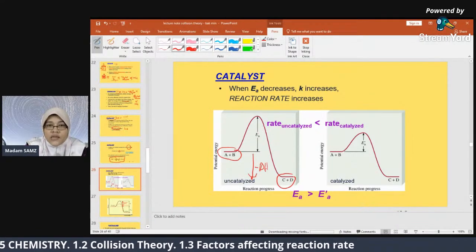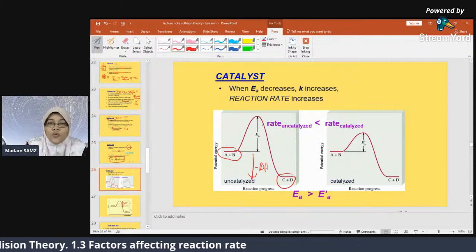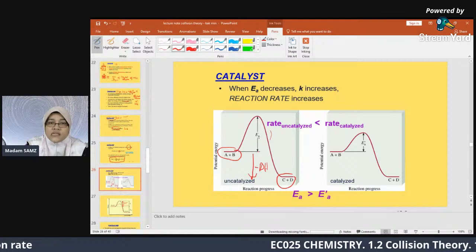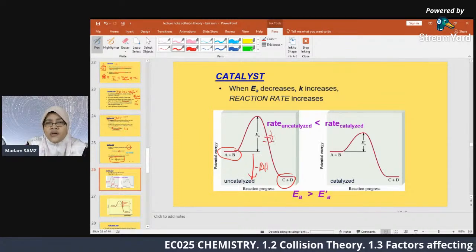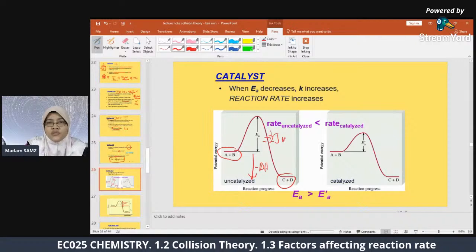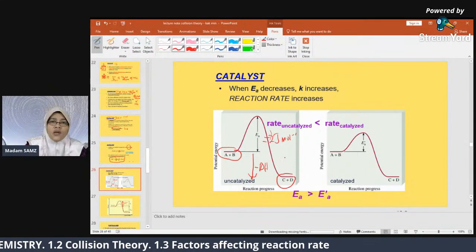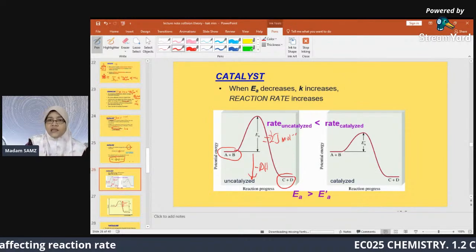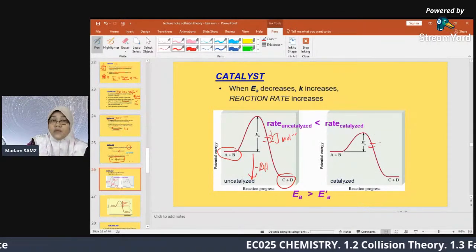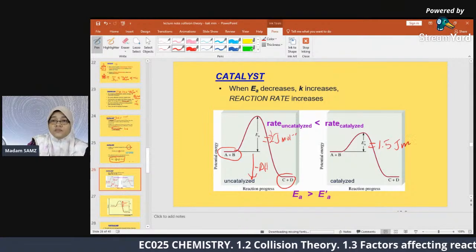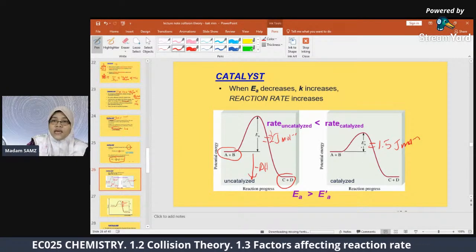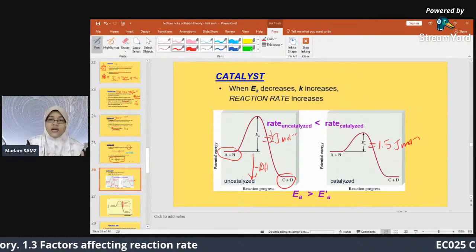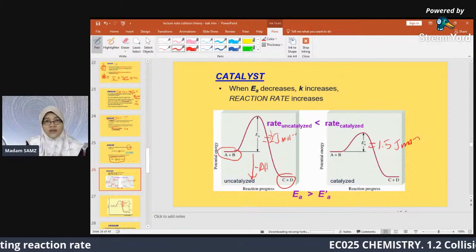So here, the first reaction is without using catalyst, EA. Maybe I put a value here, 2 joule. So here when you use a catalyst, same reaction, but you just add a catalyst, the EA drops to maybe 1.5 joule. So when this EA is dropped, what happened? The rate constant is also increased. All right. So the rate of reaction will also be faster.